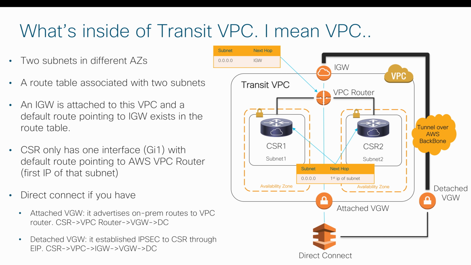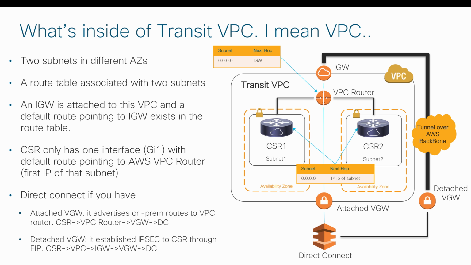Now let's take a look inside the Transit VPC, specifically, because the customer asks what are the components within that VPC and how it has been set up to do the routing, to do everything. If you look at the Transit VPC itself, you start finding there are two subnets and they are put in different AZs.